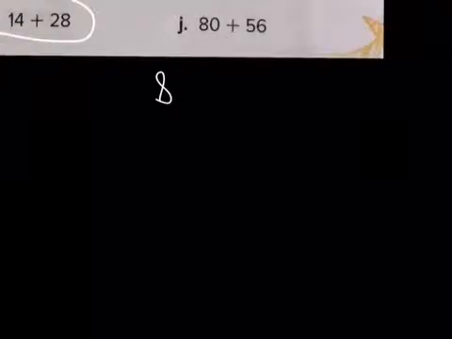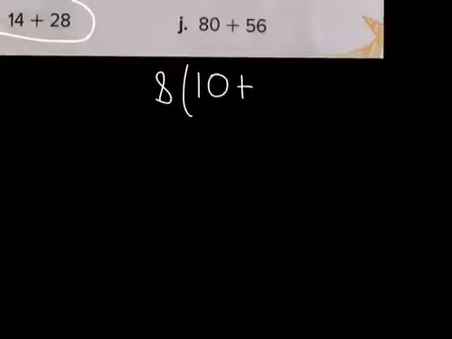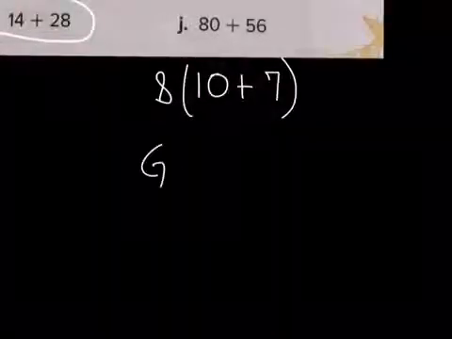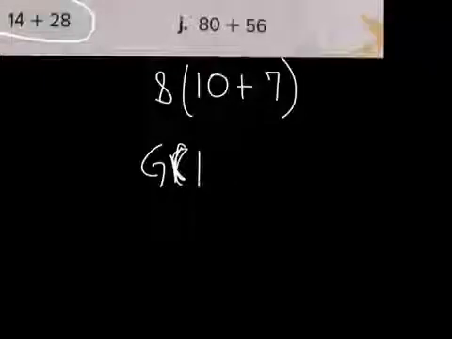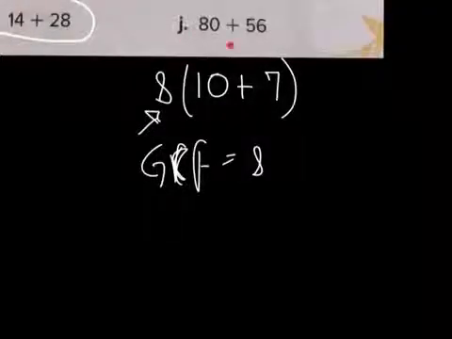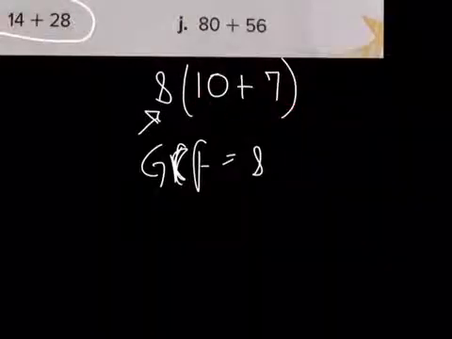So what do I have to multiply the 8 by to get 80? 8 times 10, plus, what do I multiply the 8 by to get 56? 7. And there it is. So my greatest common factor is 8. Right there. And then if I were to divide this expression by 8, I get 10 plus 7.